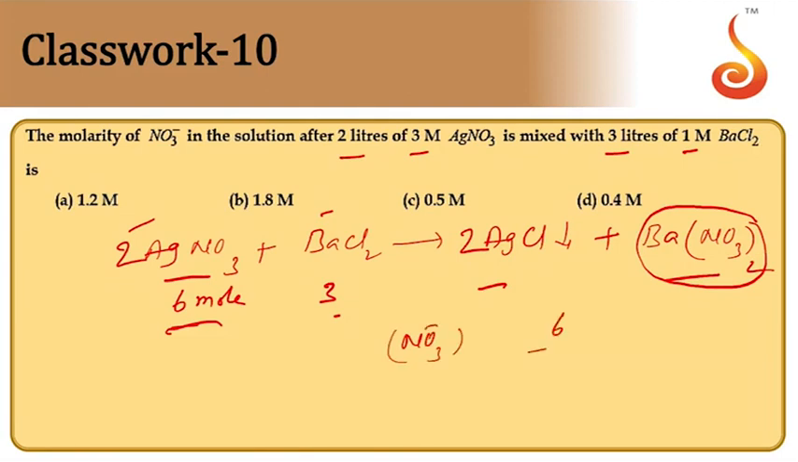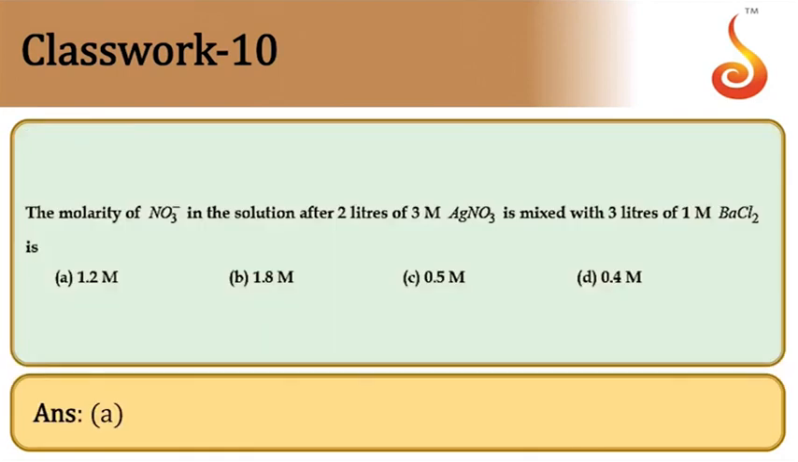So the volume of the entire solution is equal to 2 liters and then 3 liters here. Altogether we have 5 liters. So molarity concentration is equal to the number of moles of NO3 minus ions by total volume, 6 by 5. It comes to 1.2. So the answer is option A. The 10th one is option A.